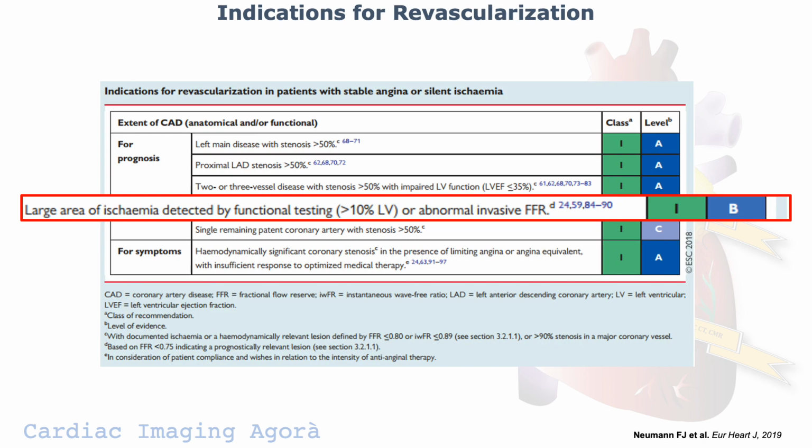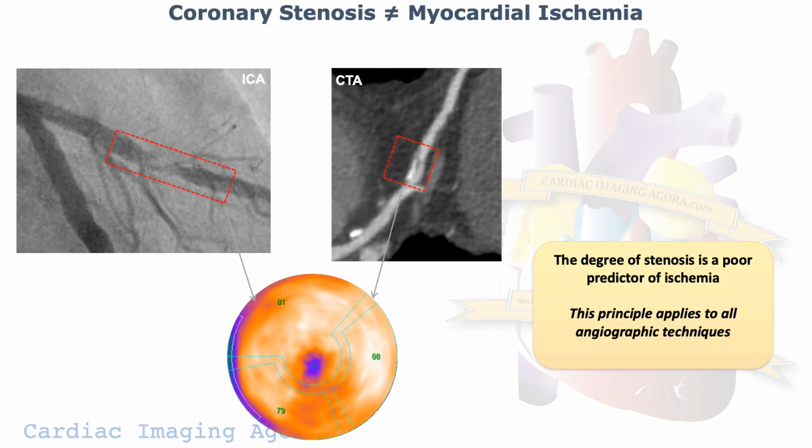And why is this important? We do know that for the prognosis of patients with stable angina or with silent ischemia, a large area of ischemia detected by functional testing, functional imaging, an area of more than 10% of the left ventricular myocardium, has a class 1 level B indication according to the latest revascularization guidelines from the European Society of Cardiology.